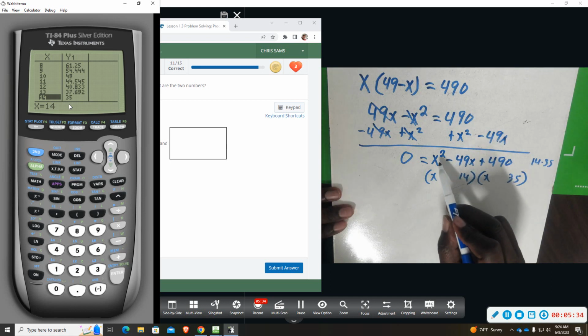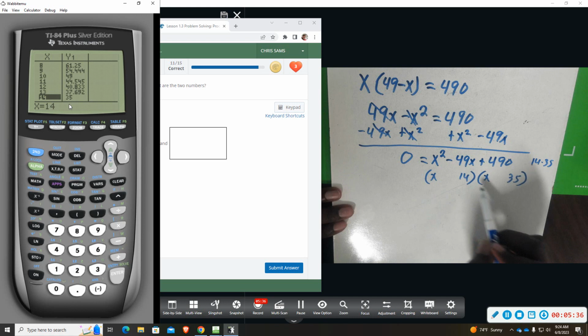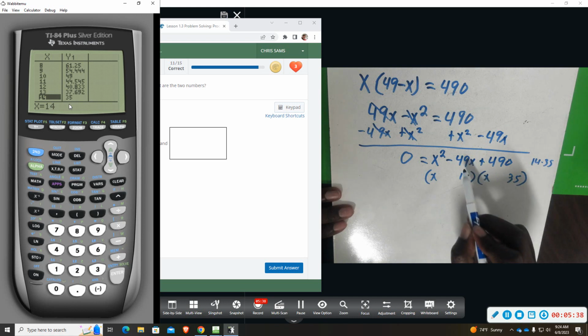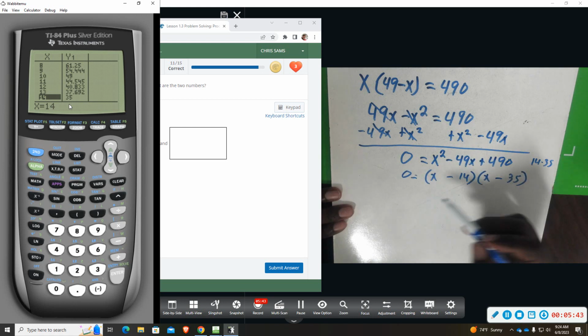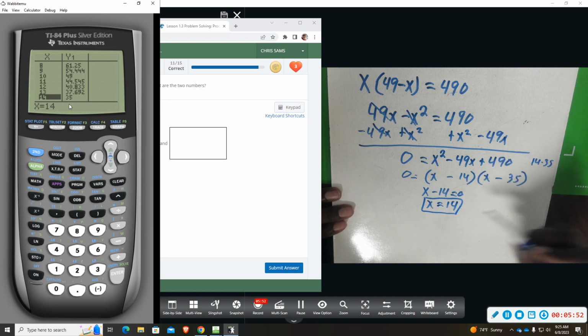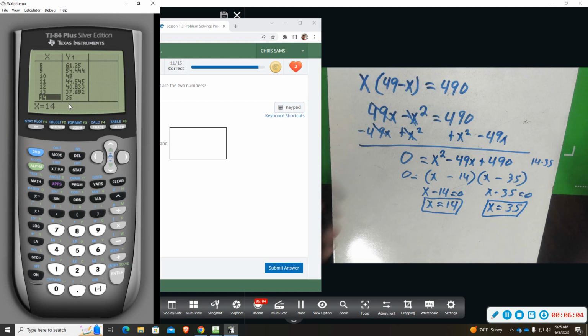And then, since this is negative, and I know these two numbers have to be added together, that means they're both going to be negative. And then once you set it equal to 0, x minus 14 equals 0, you would add 14 and get x equals 14 as one number. And then over here you would do x minus 35 equals 0. You would add 35 to both sides and you would get x equals 35. So the two numbers that we need are 14 and 35.